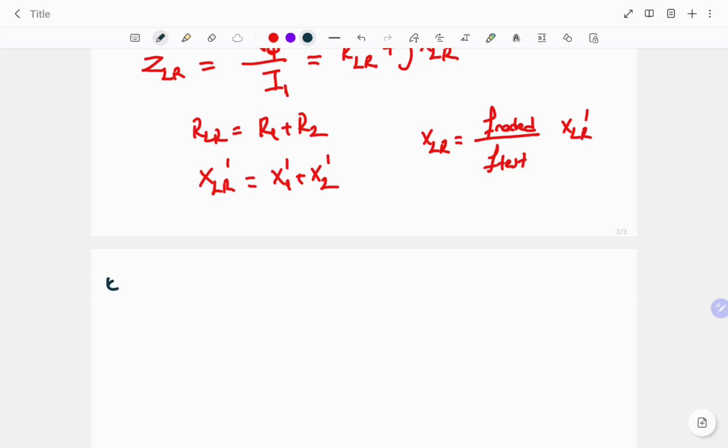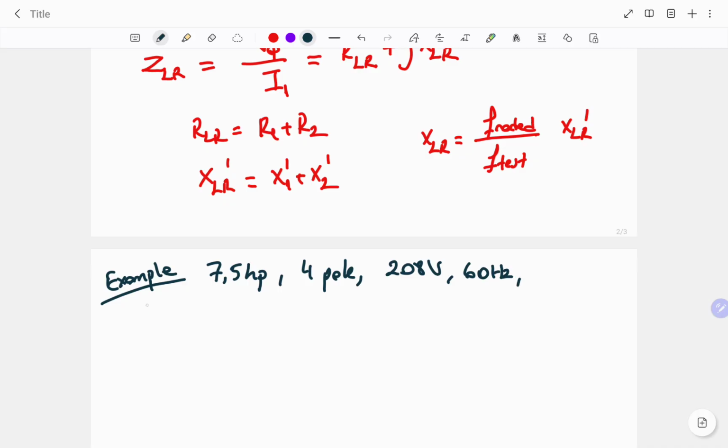For example, if we have a 7.5 horsepower induction motor, what's that value? This is the rated output power. And we have 4-pole, 208 volt, which is the rated terminal voltage phase to phase, 60 Hertz, and design A type induction motor.